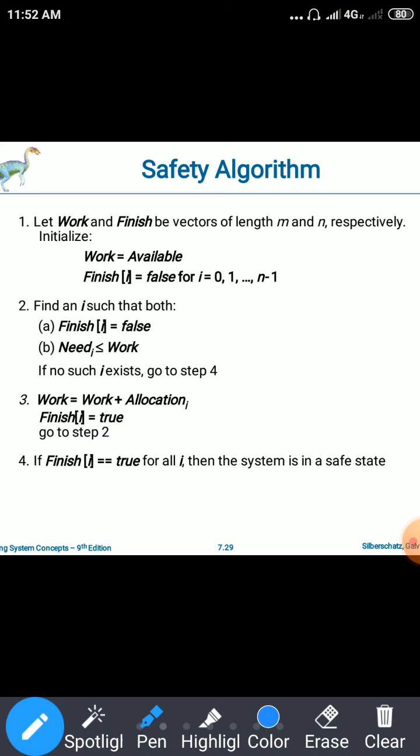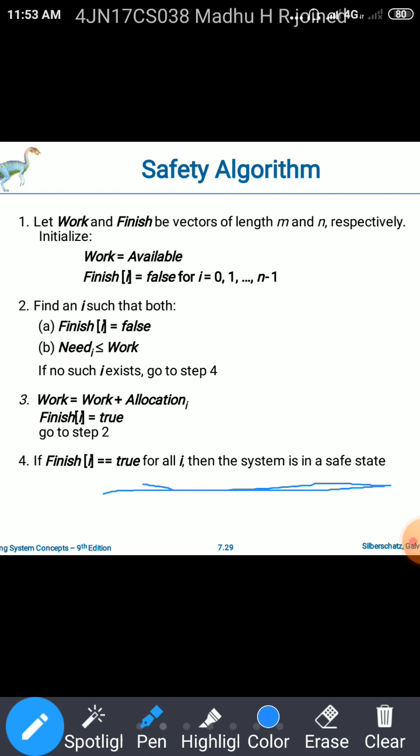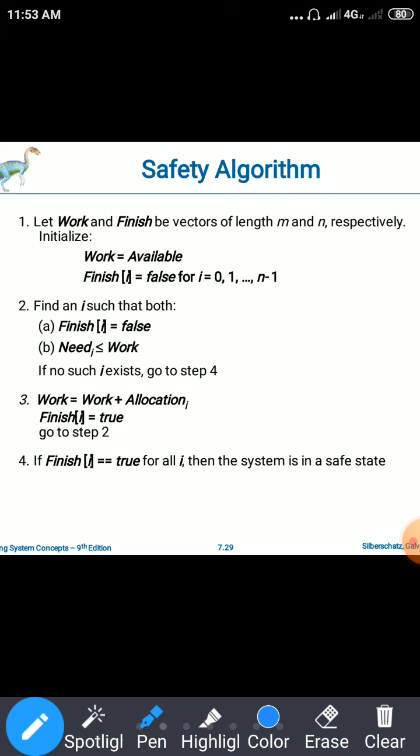Okay, that is completed. Process P1 is complete. Let us consider that P1 is completed. Then we go to step 2, meaning we go back and select the next process, and this repeats until all the processes in the system complete their execution. That is, Finish[i] is equal to true for all i, then the system is in the safe state. So if all are completed and no process is in a deadlock situation, then we say that the system is in the safe state. Understood? Any doubt in this algorithm? Because this algorithm is very important while solving the problems.